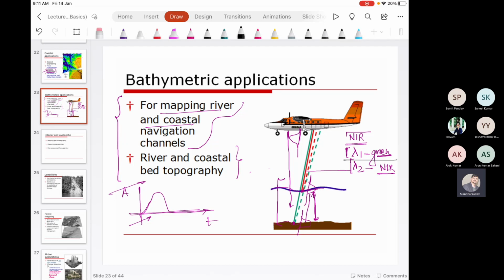Once you do the bathymetric mapping, the water surface is mapped as well as the water bed. So by using these two pieces of information, you can estimate the depth of water at that particular location. And you can even map this water bed. That three-dimensional water bed surface can be generated using the point coordinates.